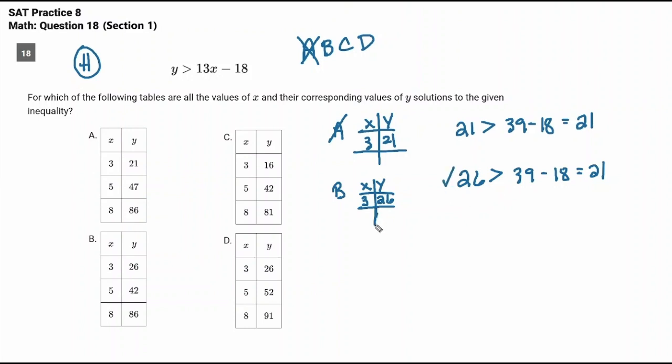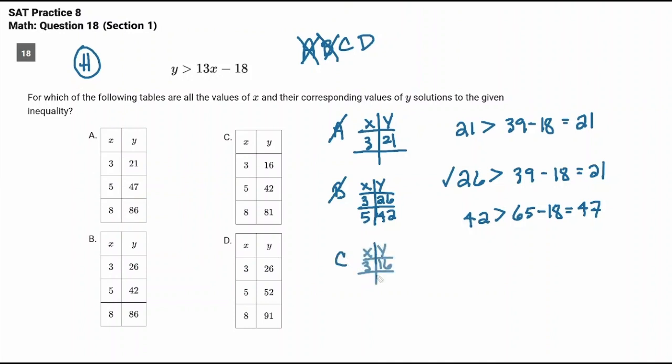The next set of numbers is 5 and 42. So, y is 42. That's bigger than 13 times 5. Calculator math. That's 65. Minus 18. More calculator math. That's 47. Is 42 bigger than 47? It's not. So B is gone, and you move on.